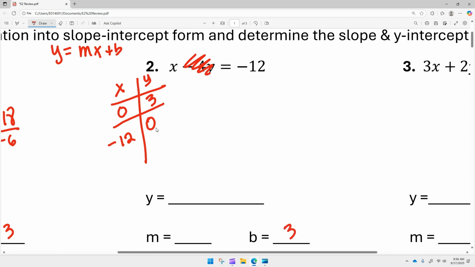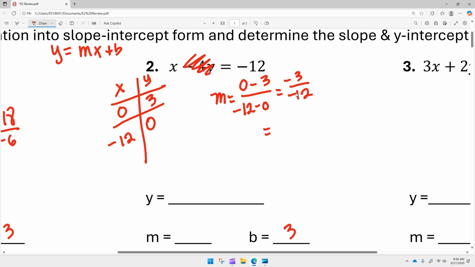The only thing that I'm missing now is my slope. Okay. Now, I can find my slope by doing the rise over the run, and I'm looking at my y values. So the change in y is 0 minus 3 over negative 12 minus 0. So that's going to reduce to negative 3 over negative 12. Now, negative divided by negative is a positive.